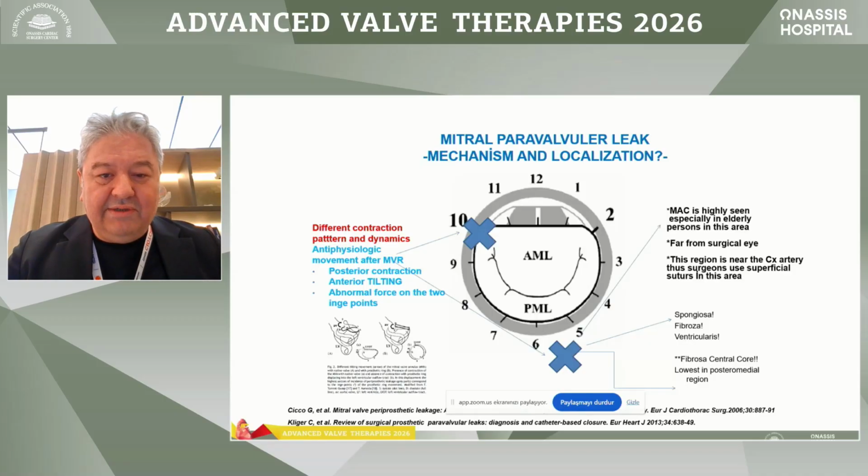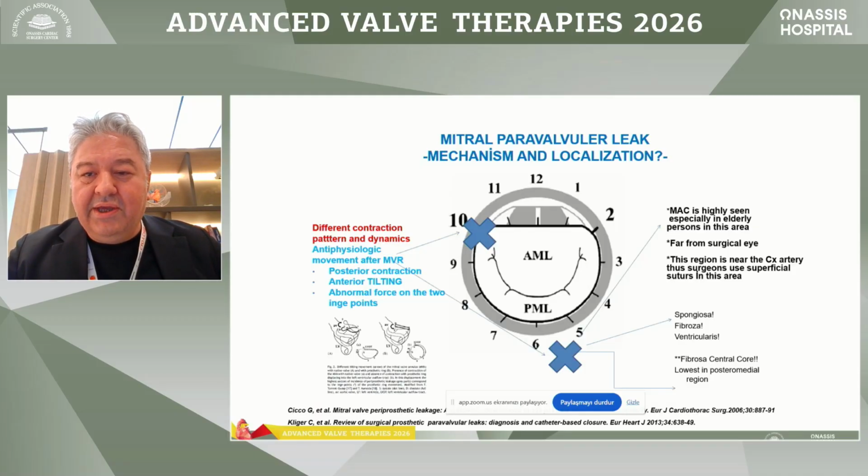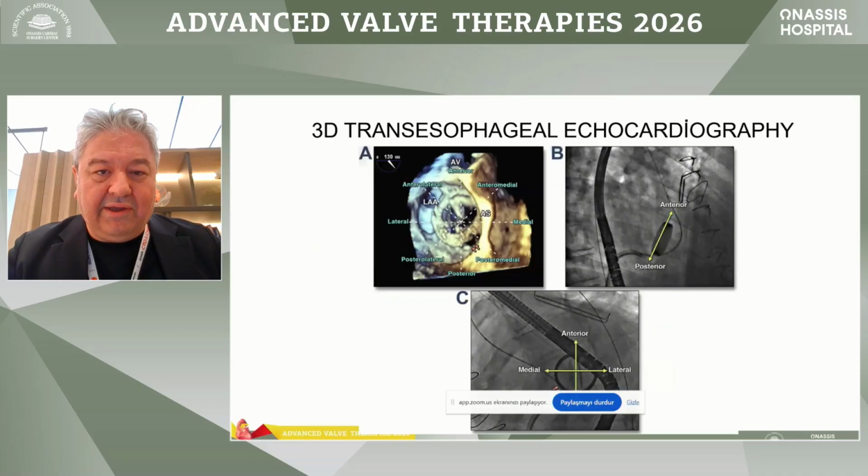So we always see, for example, the most leaks especially in the anterior and the posterior medial and the posterior region, because in the posterior region, mitral annular calcification is highly seen, especially in elderly persons in this area. It's far from the surgical eye, and this region is near the circumflex artery, plus surgeons are using superficial sutures in this area. So this is a very important slide for the mechanism of the mitral paravalvular leak, I think.